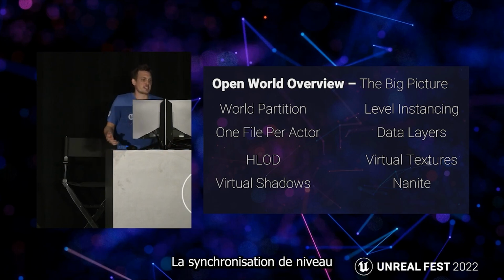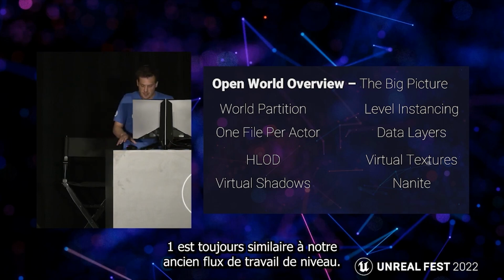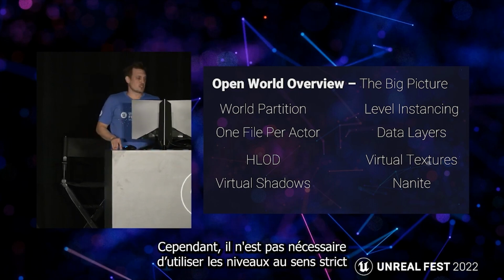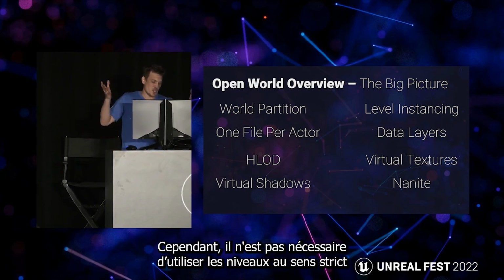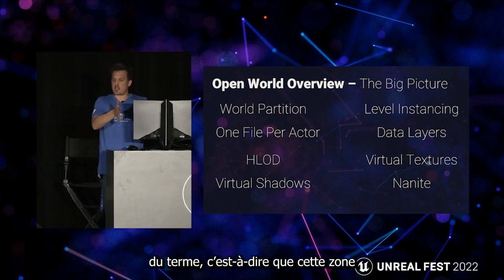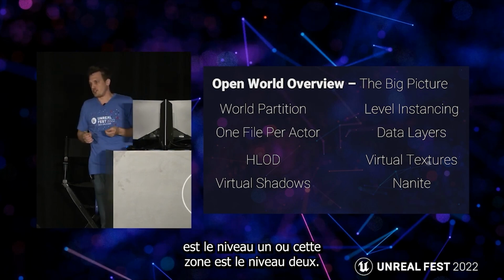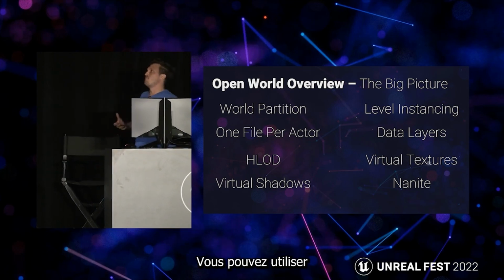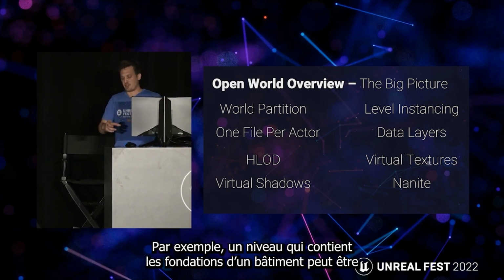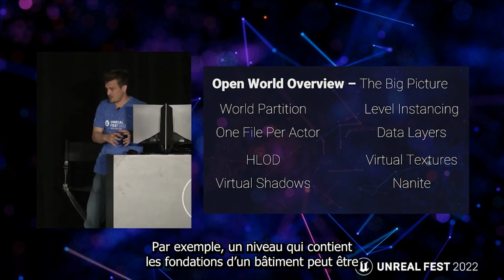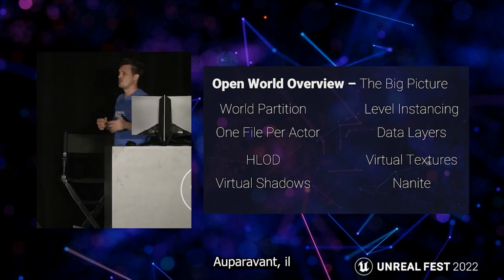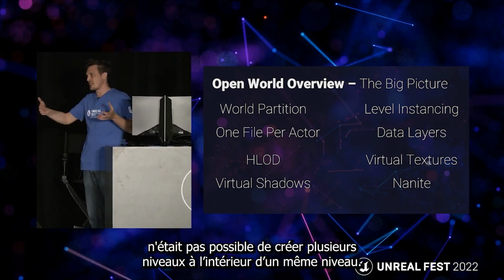Level instancing is still similar to how our old level workflow used to be. However, you don't necessarily have to use levels in the strict sense of this one area is level 1 or this one area is level 2. You can use levels to spawn other levels inside of them. For example, you could have a level that contains the foundation of a building and spawn that in multiple locations, which is new to Unreal Engine 5. You didn't used to be able to spawn multiple levels inside of a level.